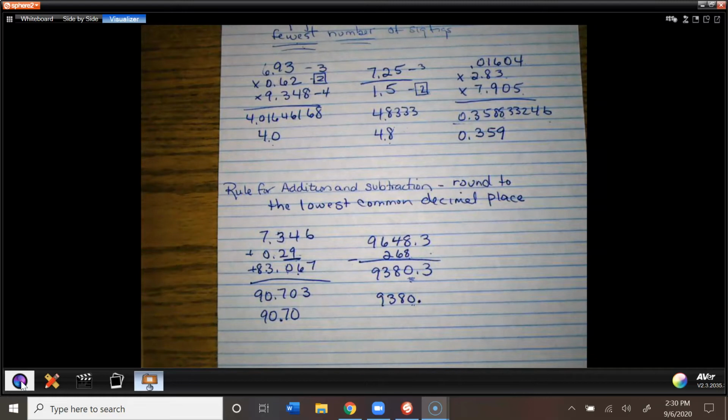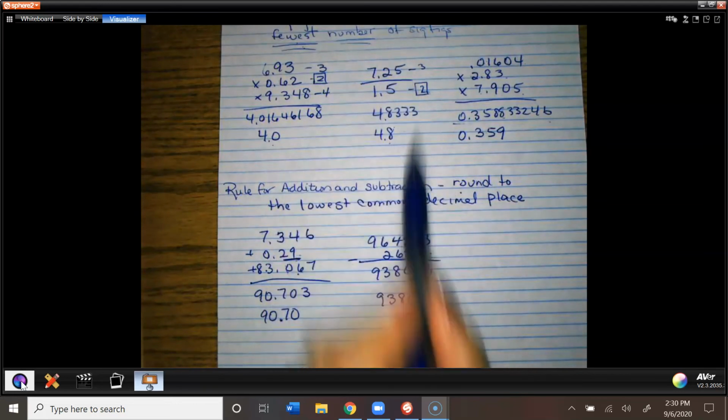All right, so you've got a couple of problems to take a look at. You've got to think about rounding. Where am I going to round things? As well as the two rules.